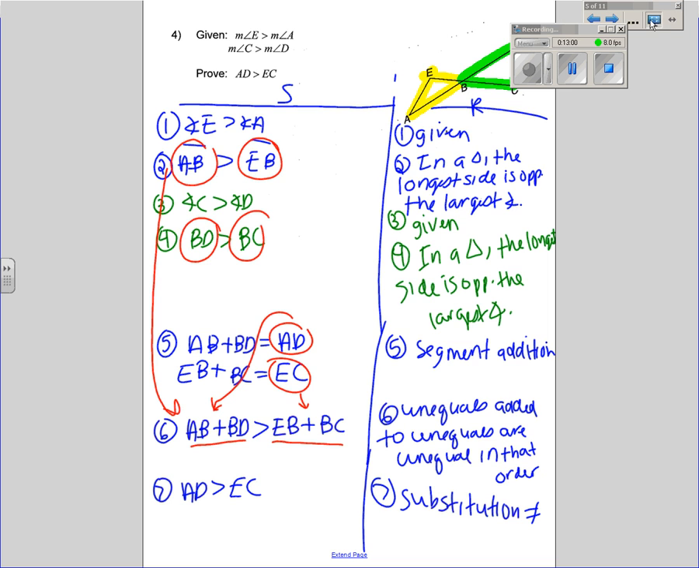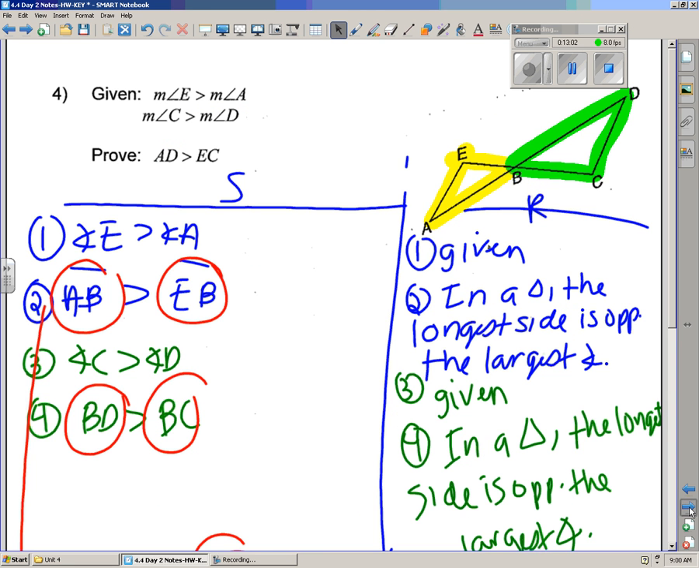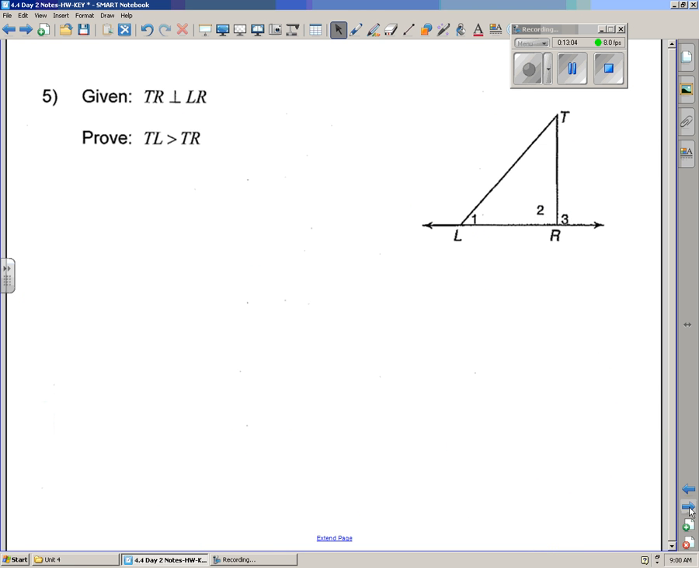Okay. Let's try this last one. So we've got TR and LR are perpendicular, which should basically tell you that these two angles down here, 2 and 3, are right. And we want to know that TL is greater than TR. So TL acts as a hypotenuse, TR acts as a leg. All right, so let's see what we can do here.